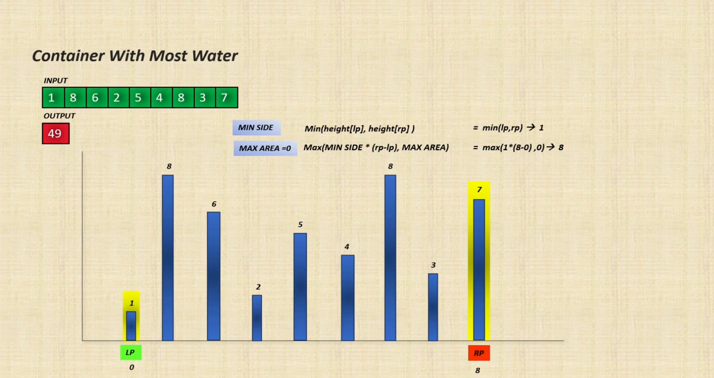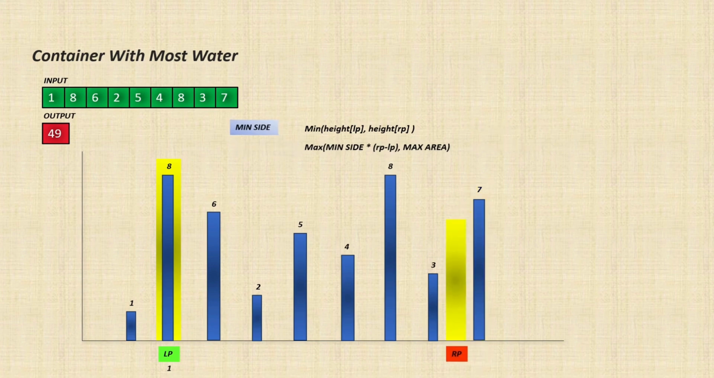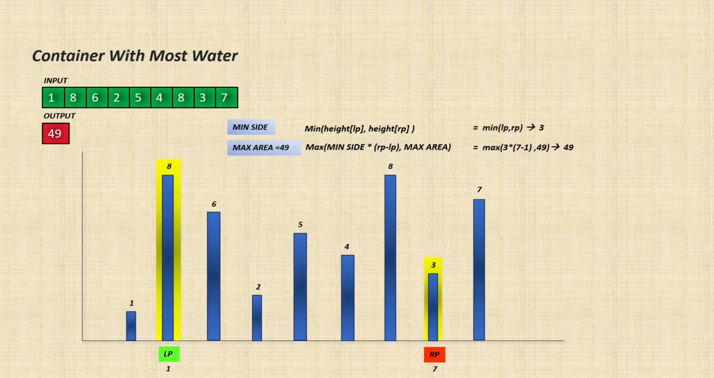And now, since the left pointer value is less than the right pointer, it will move further, which means the new left pointer value will be 8 and the right pointer will remain in the same place. And now the minimum side would be 7, and they are separated with a distance of 8 minus 1, which is 7. So the maximum area accommodated here is 49. And now the minimum value is the right pointer, which means the right pointer will move towards the left. And now the new right pointer value is 3, which is the minimum side as well. And the area accommodated here will be 18, which is less than the earlier value.